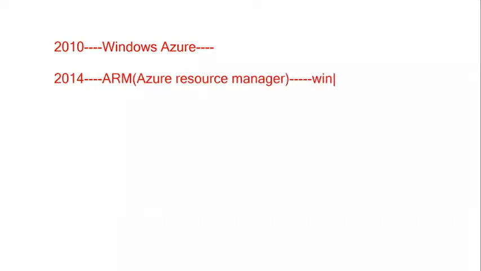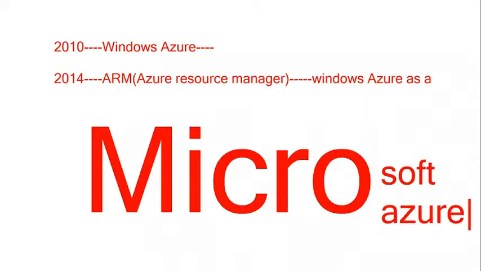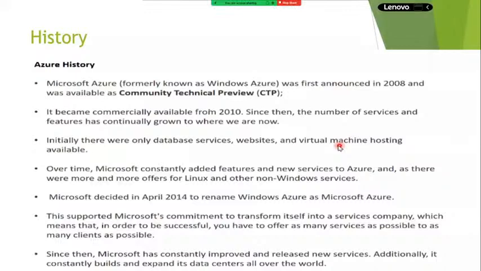Later, in the year 2014, they introduced a new deployment model called ARM. ARM means Azure Resource Manager. And they renamed Windows Azure as Microsoft Azure. So finally, now we are calling it Microsoft Azure officially in the market. Okay, so this is the one slide. In 2010, they introduced Windows Azure. Later in 2014, they renamed Windows Azure as Microsoft Azure. This is the history of Microsoft Azure.